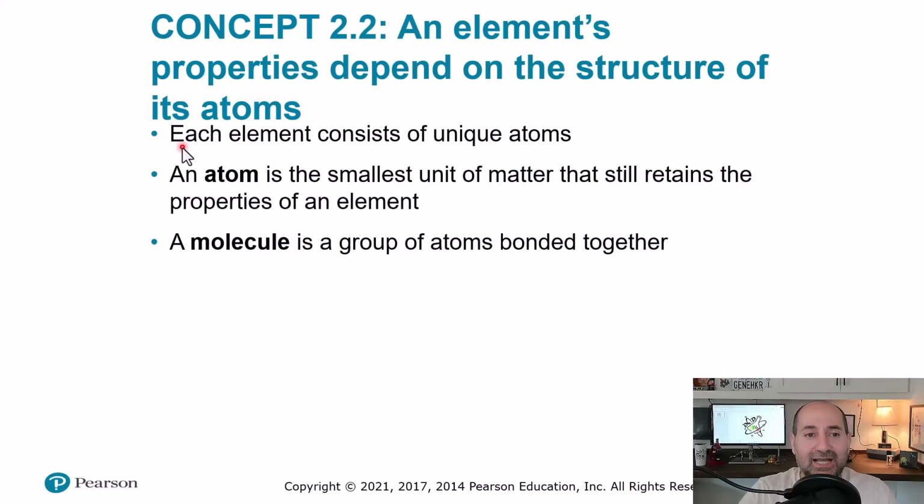Now, each element consists of unique atoms. An atom is the smallest unit of matter that still retains the properties of an element. Think of an atom as an individual piece of an element. And a molecule, then, is a group of atoms bonded together.